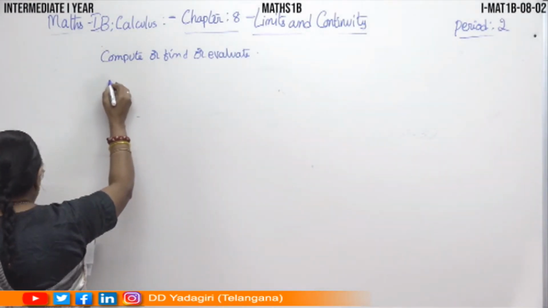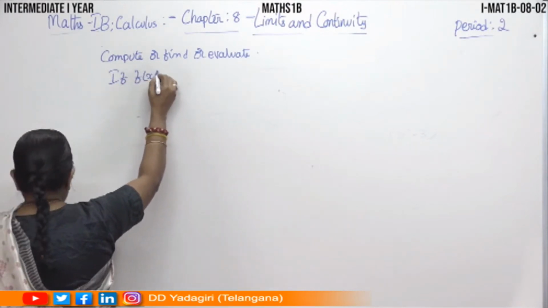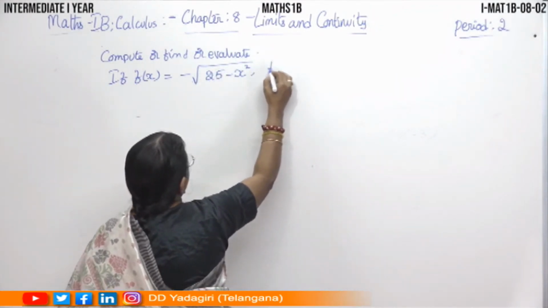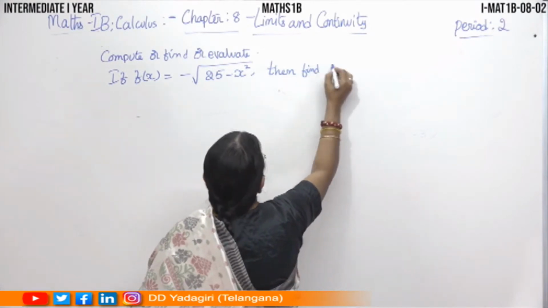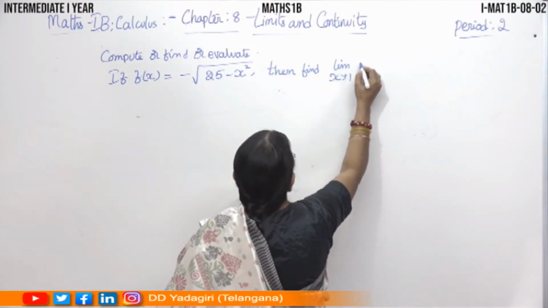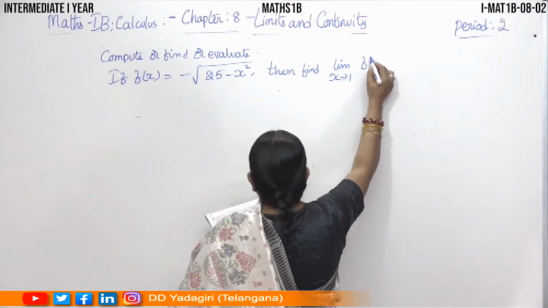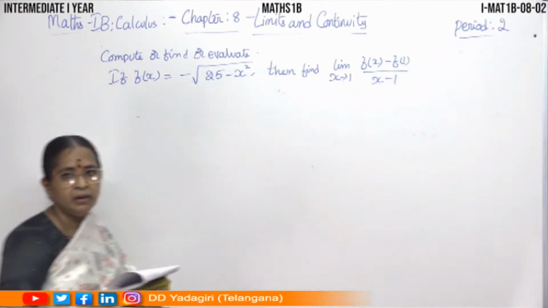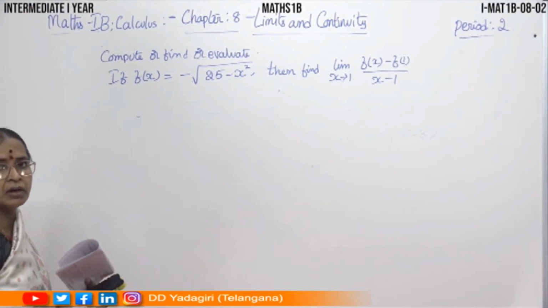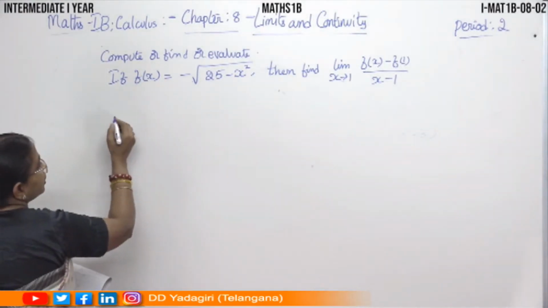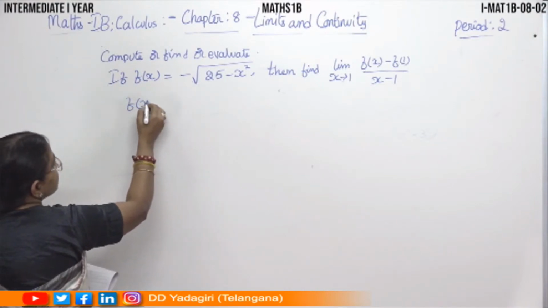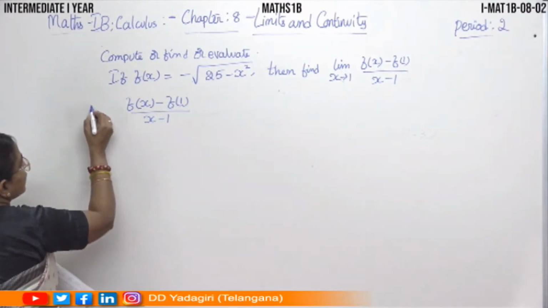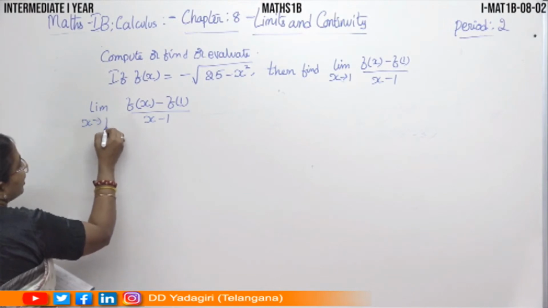Okay, next problem. This is a very important problem. If f of x is equal to minus root of 25 minus x square, then find limit x tending to 1 of (f of x minus f of 1) by (x minus 1). So this problem is very important. So now the solution is, we'll take that (f of x minus f of 1) by (x minus 1), so we'll write limit x tending to 1 of this.